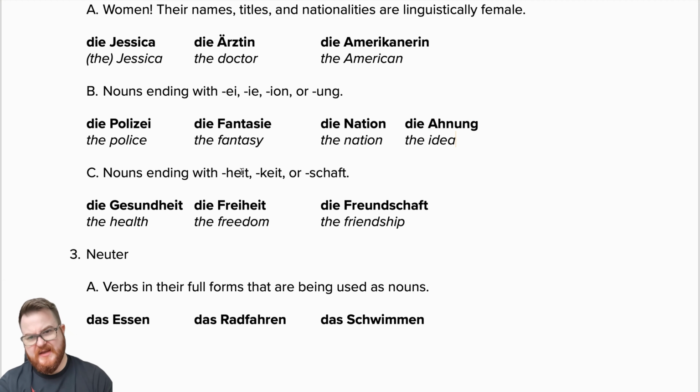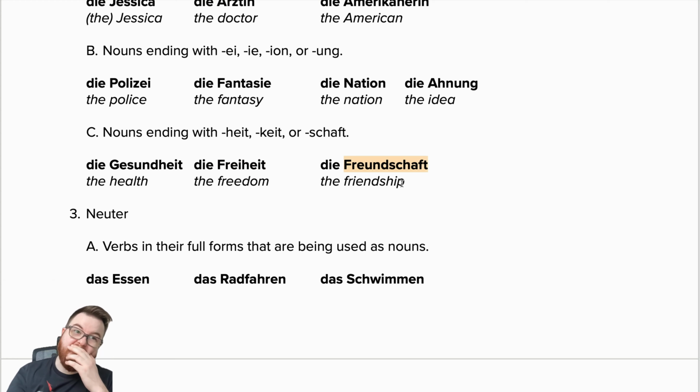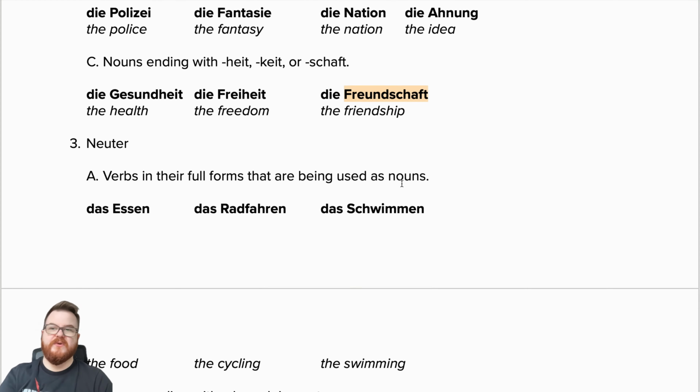Nouns that end with heit, keit, or schaft. These are noun suffixes, and these three always create a feminine noun. Die Gesundheit ends in heit, it's feminine, it means health. Die Freiheit ends in heit, it's feminine. Die Freundschaft, the friendship, ends in schaft, it's feminine. Okay, and that's our rules for feminine nouns.